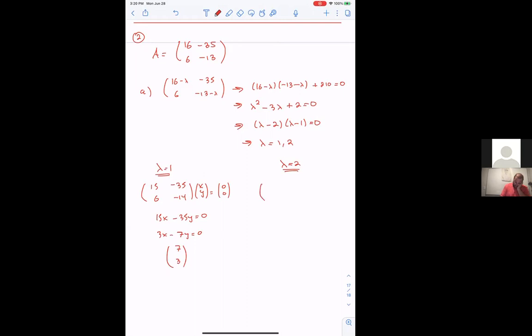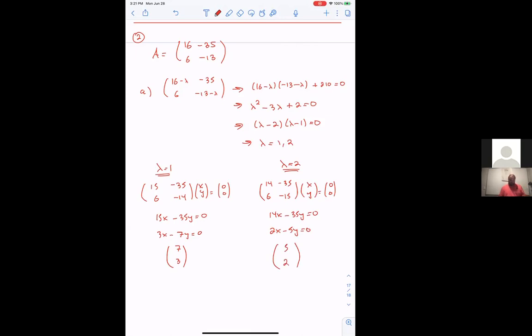And for 2, I get 14, -35, 6, and -15, times x, y is equal to 0, 0. 14x minus 35y is equal to 0. Divide by 7. 2x minus 5y is equal to 0. So I get 5, 2.